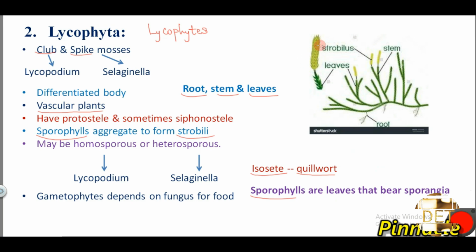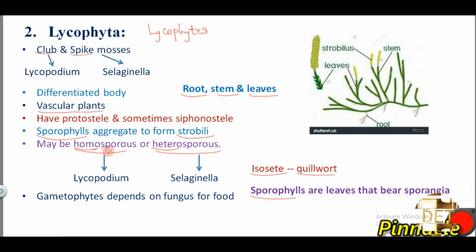So when they aggregate together, they form the strobilus, right? Then also, very importantly, lycophytes may be homosporous or heterosporous. Homo means one, so when we say they are homosporous, it simply means that the spores are of the same form, the same shape and form. Heterosporous means different, right? That means the spores are of different shapes and forms.